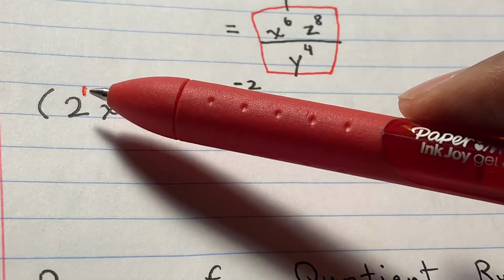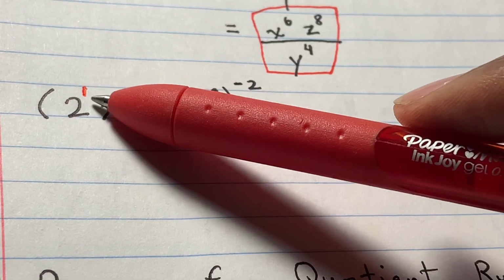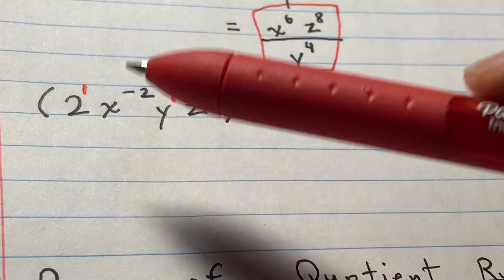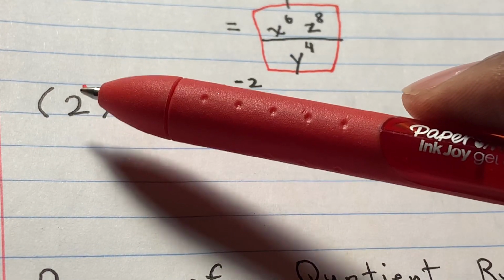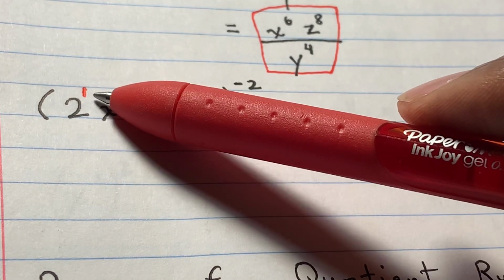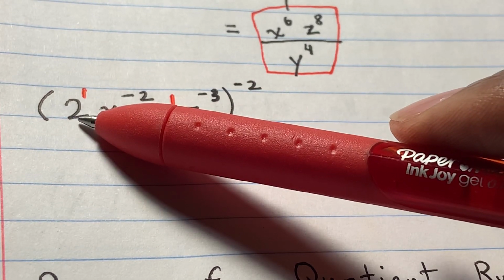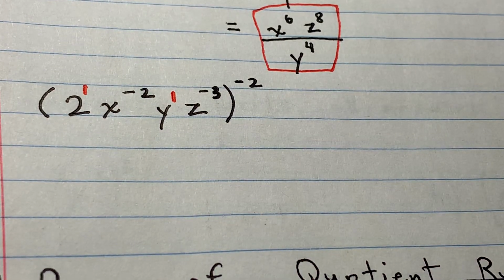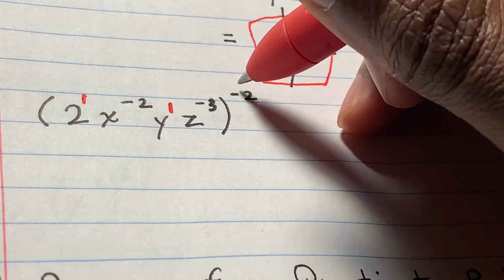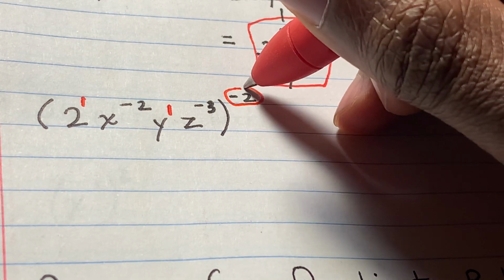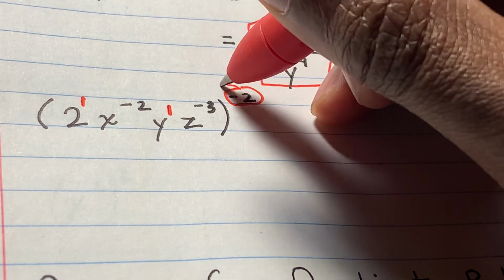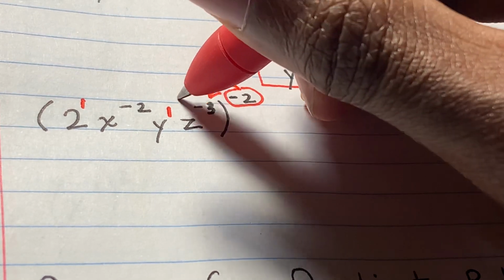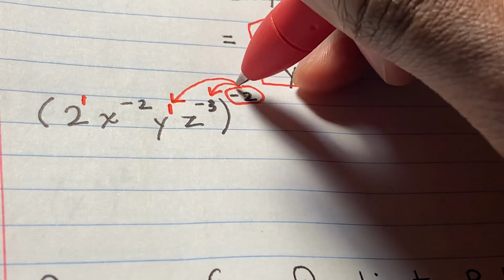That is very often forgotten about, and that is the common mistake in this topic. Students forget that coefficients also are bases, and therefore they also have exponents. Invisible positive 1. And now I take this exponent -2 and I distribute it to all of the exponents inside, including the invisible exponents.